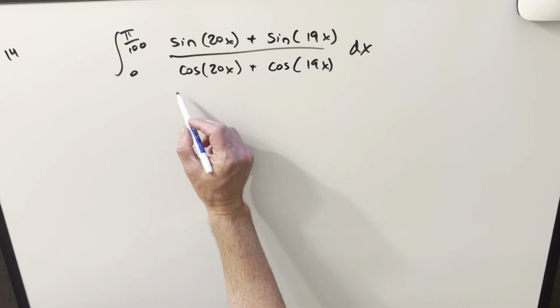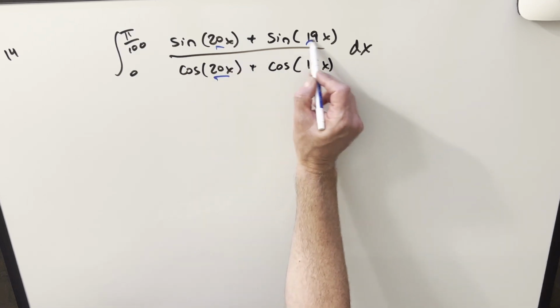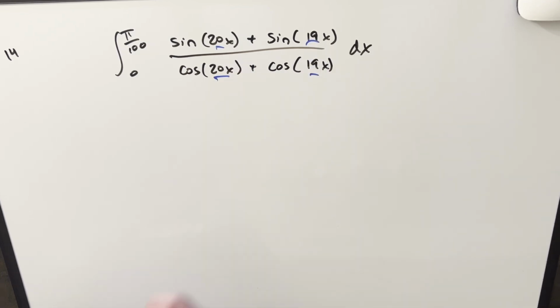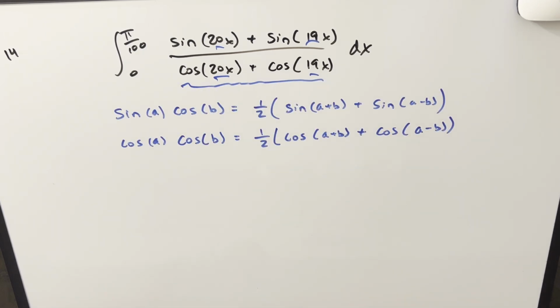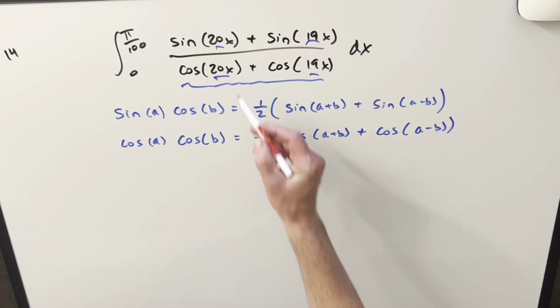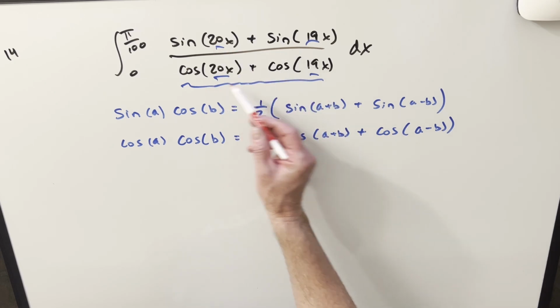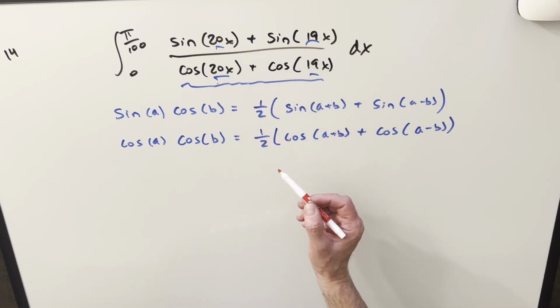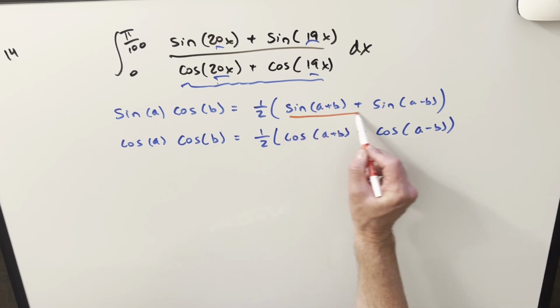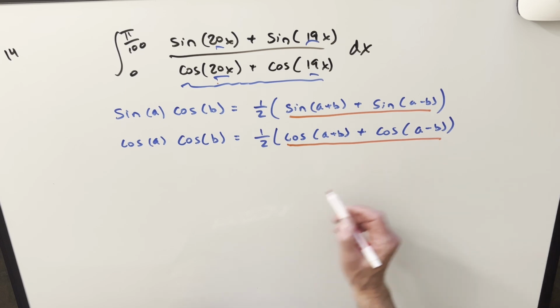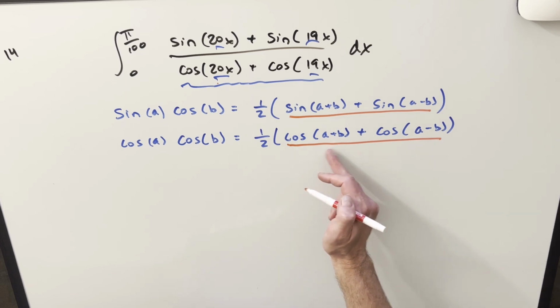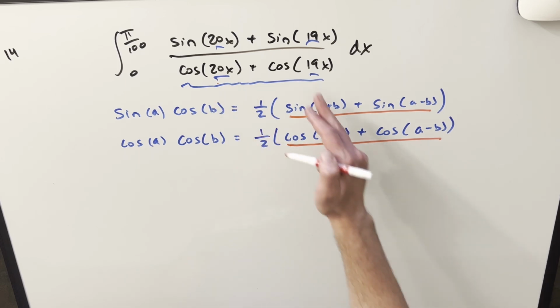But thinking about it a little bit, we've got this similarity where we've got the same angles, 20 and 19, on each of these. I think we can clean this whole thing up with a couple of trig identities. So we have our two trig identities on the board, written the way I normally see them. What I want to notice is the symmetry of our angles, 20 and 19. This part looks a lot like our numerator, and this part looks a lot like our denominator. What we want is a plus b to be 20 and a minus b to be 19.